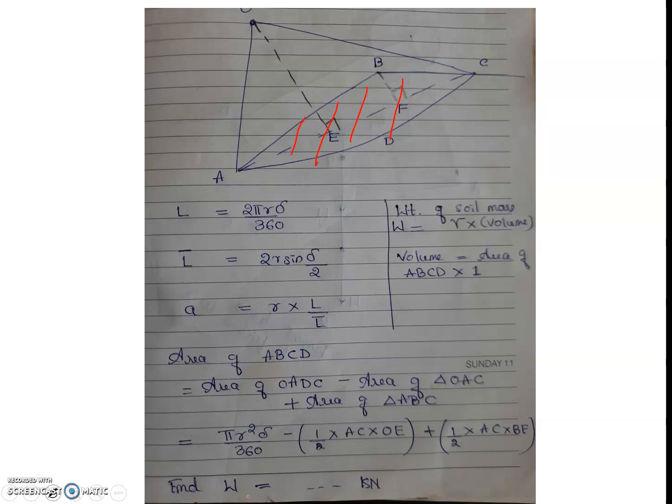So with this we get weight in terms of kilonewton when we multiply the area which we got, the area of ABCD, into 1, which will give us volume, and when we multiply volume with the unit weight, we will get the weight of the soil mass, that is W.